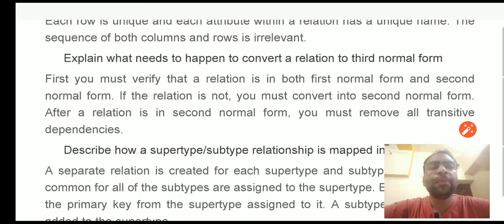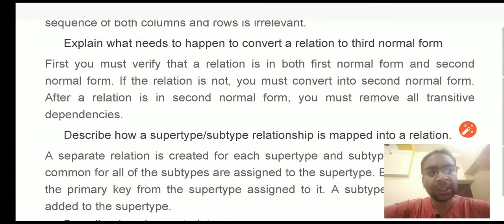What needs to happen to convert a relation to the third normal form, 3NF? How can you convert a relation to 3NF? The primary condition for a relation to be converted to 3NF is that it should be in the second normal form, and the transitive dependency should be removed from the tables. So we have to perform these two steps. One, convert the table into the second normal form, and two, remove all the transitive dependencies present in the table structure.